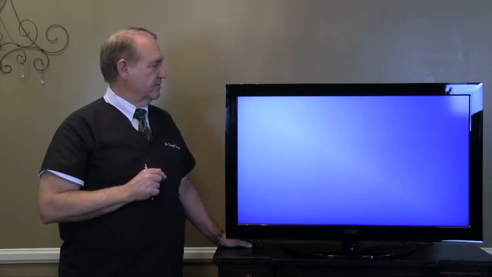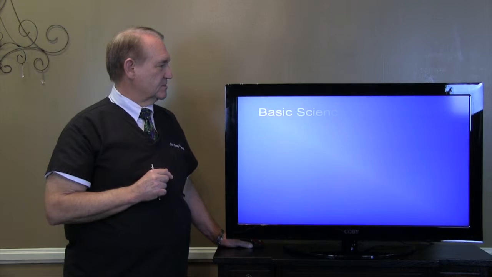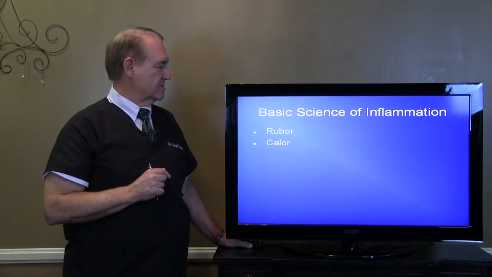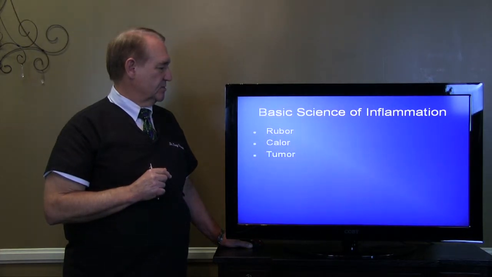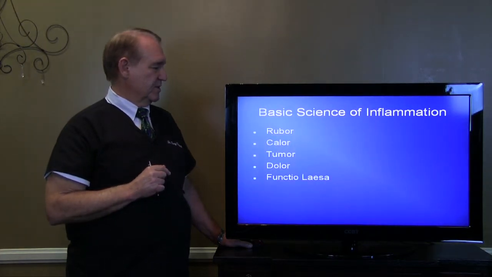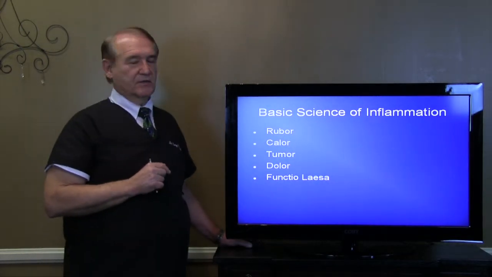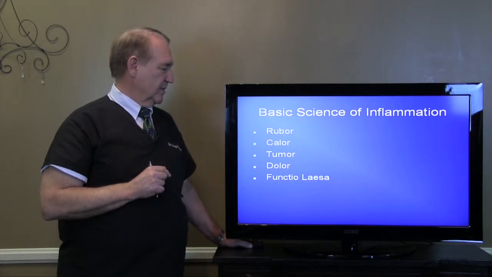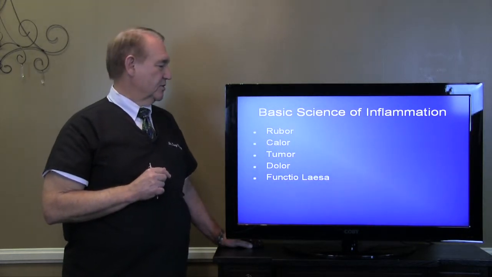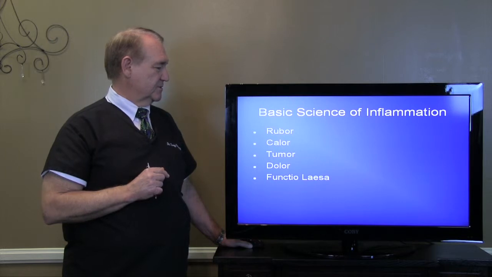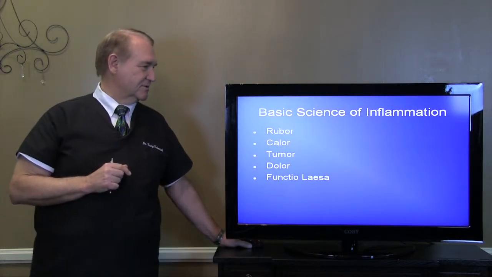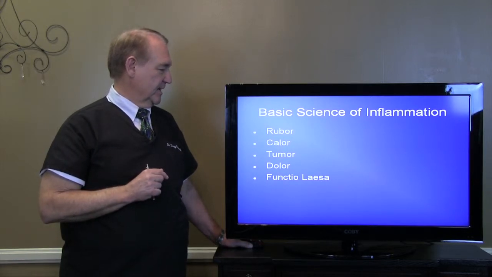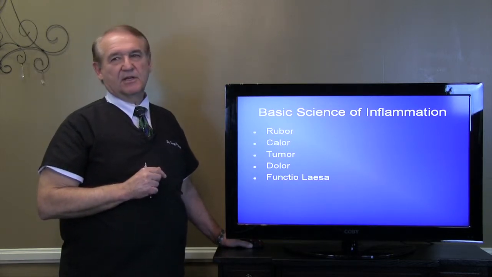Now, what's inflammation? Inflammation is a very simple concept within science, a little basic science on inflammation. Inflammation is composed of 5 characteristics. You know, doctors have to speak in Latin to sound important, so instead of saying redness, increased temperature, swelling, and pain and dysfunction, we have to say rubor, calor, tumor, dolor, and functio laesa, which means redness, increased temperature, swelling, pain, and dysfunction. That's basically what inflammation is.